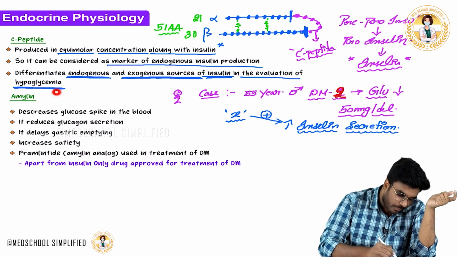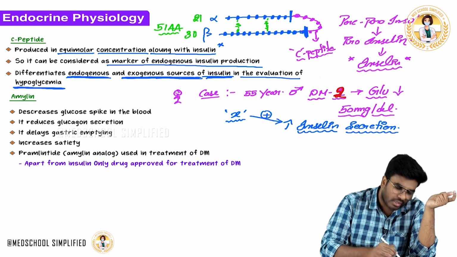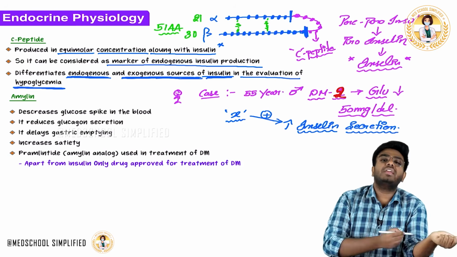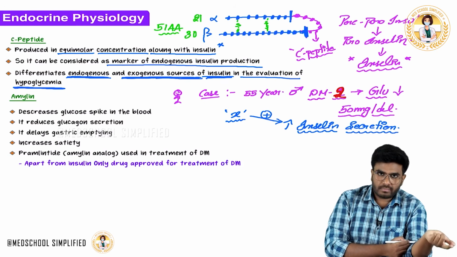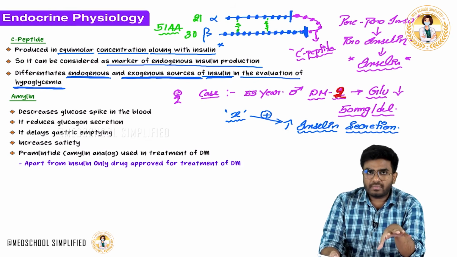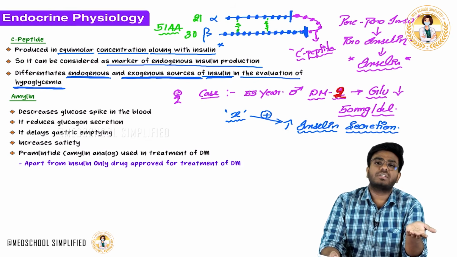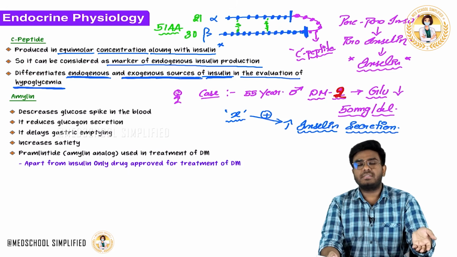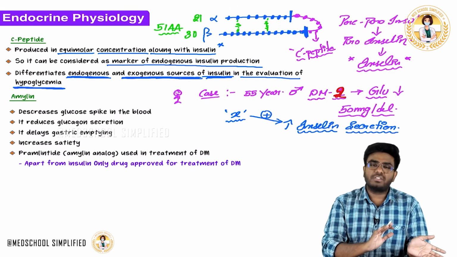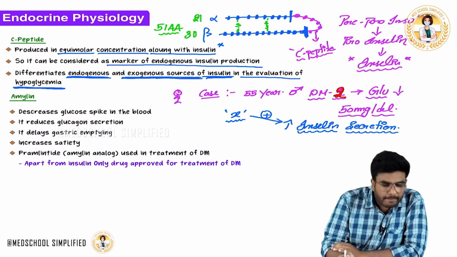In the evaluation of hypoglycemia, the causes are two. Either he has taken exogenous insulin, an overdose of exogenous insulin, or this patient has taken a drug which is an insulin secretagogue, and that insulin secretagogue is increasing the insulin release, which is causing the hypoglycemia. These are the two reasons. So how to differentiate between these two? By looking at the C-peptide levels.